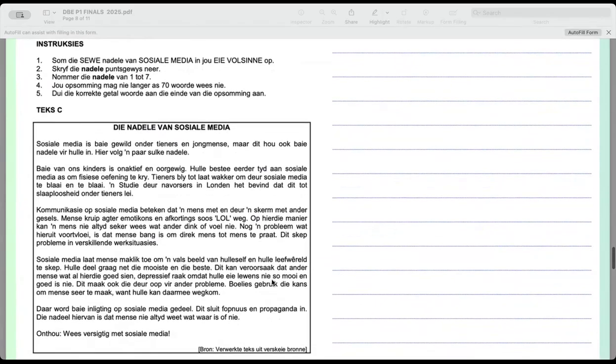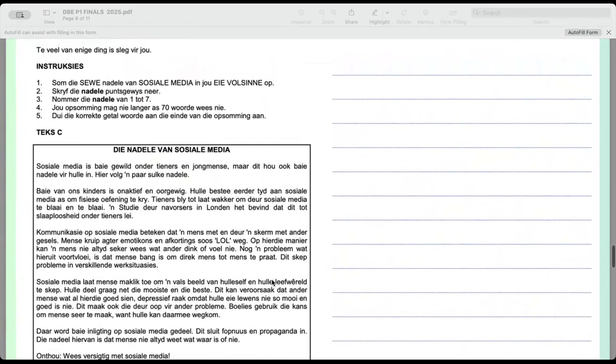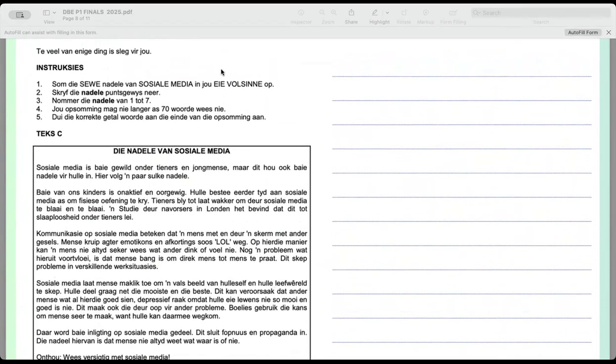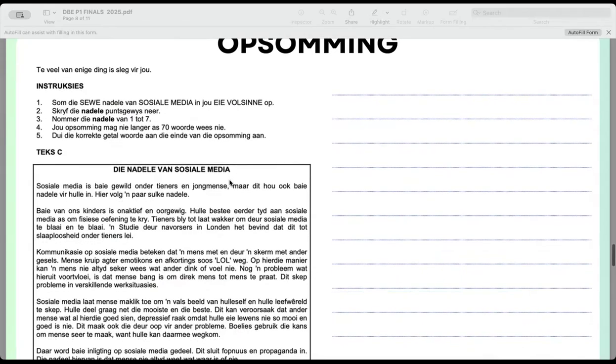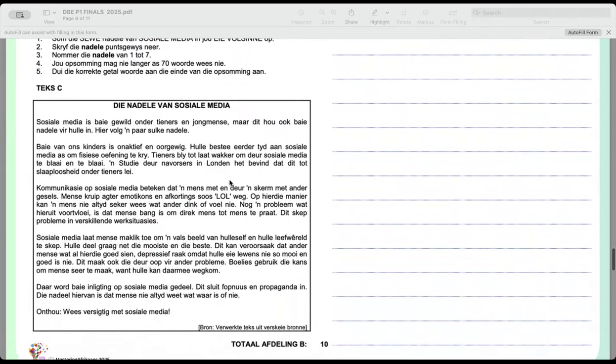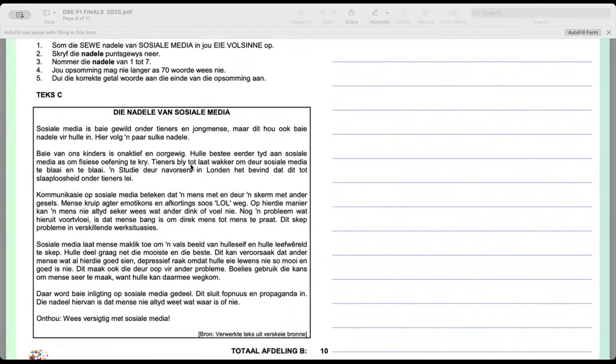Okay, for your opsommings, you need to look very carefully at what are they asking you to do. This was about te veel van enige ding is sleg vir jou. So this was about die nadele van sosiale media. Okay. So you've got to summarize 7 facts about the nadele of social media. Even if you don't know what nadele is, it doesn't matter because the information will be in the summary.